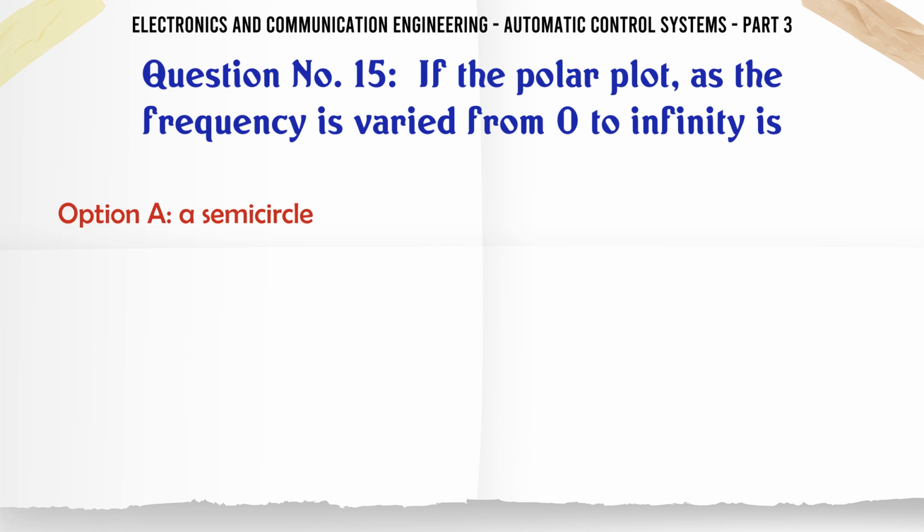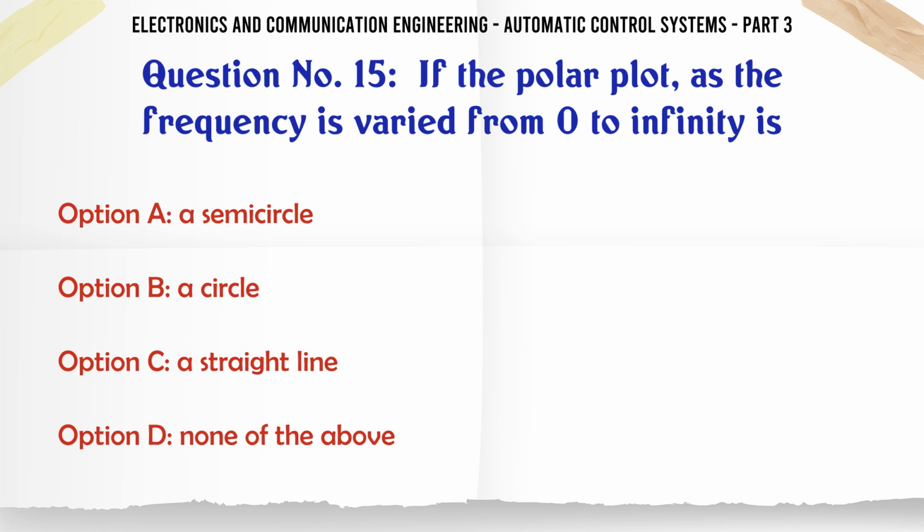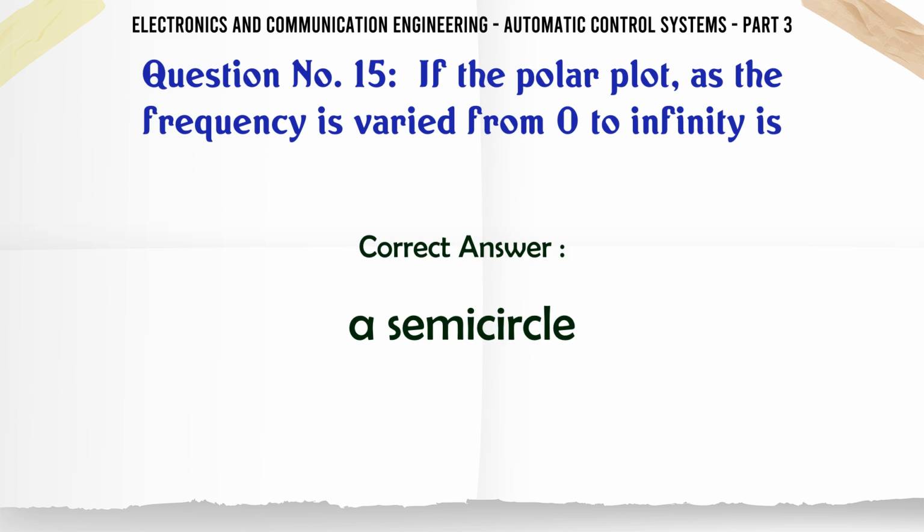The polar plot as the frequency is varied from 0 to infinity is A. a semicircle. B. a circle. C. a straight line. D. none of the above. The correct answer is a semicircle.